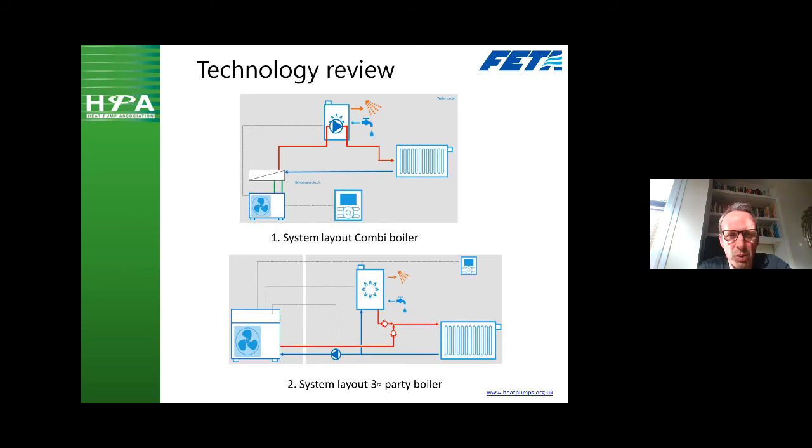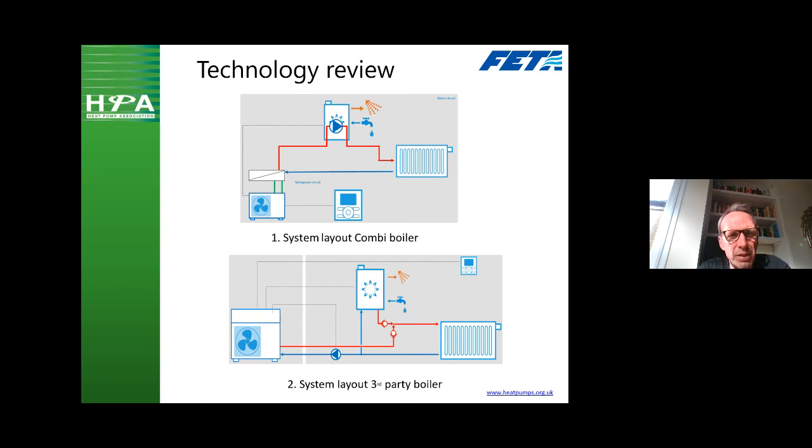So the combi supplies hot water, the heat pump and the boiler can supply heat. A lot of manufacturers can also supply a hybrid heat pump or a bivalent heat pump that can work with a third-party boiler. So an existing boiler or somebody else's boiler. It works on the same principle. We either use the heat pump to heat or we use the boiler to heat. And in some instances, we can use both. But this time it's not a single integrated pump. And so we have boiler or heat pump.